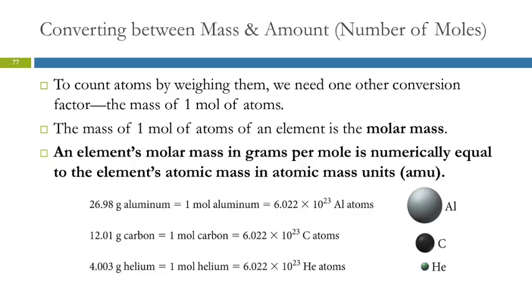And this is the beauty of how they chose Avogadro's number. An element's molar mass in grams per mole is numerically the same as its atomic mass in atomic mass units. So 26.98 grams of aluminum is 1 mole of aluminum. That's going to be Avogadro's number of aluminum atoms. The average mass of 1 aluminum atom is 26.98 atomic mass units. That's equal to 1 aluminum atom.